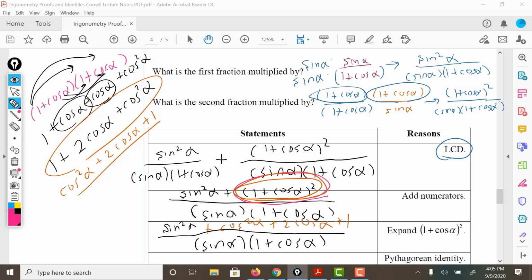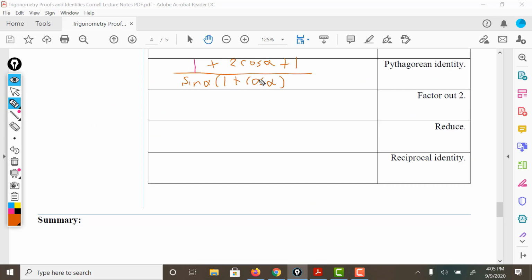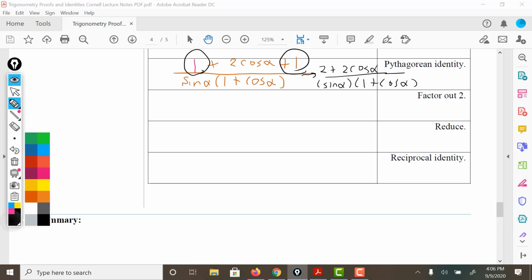Check this out. Sine squared plus cosine squared is what? You notice that it's 1 plus 1. So I'm just going to add the 1 plus 1, which gives me a 2. So it's 2 plus 2 cosine alpha over that whole thing. They both have a 2, so I'm going to factor out a 2.